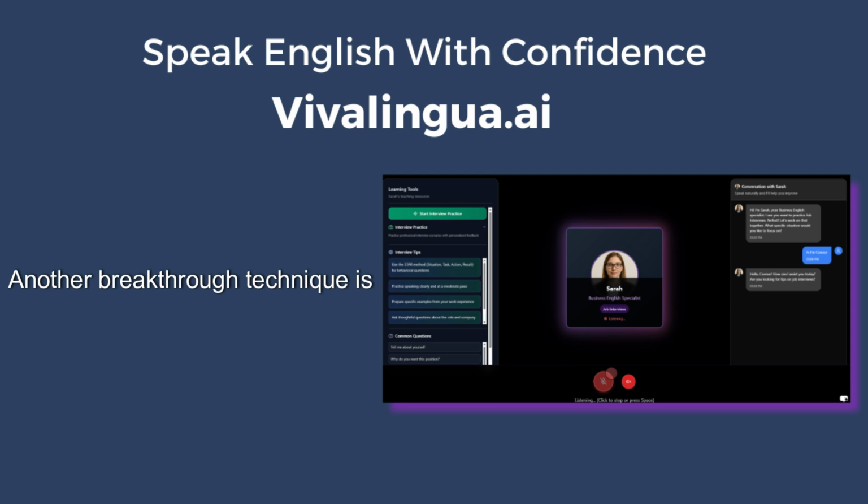Another breakthrough technique is understanding syllable reduction in English. Many English words have syllables that get dropped or changed in fast speech. For example, the word comfortable has 4 syllables when you read it. Comfortable. But native speakers usually say it with only 3 syllables. Comfortable. The "or" sound disappears completely.